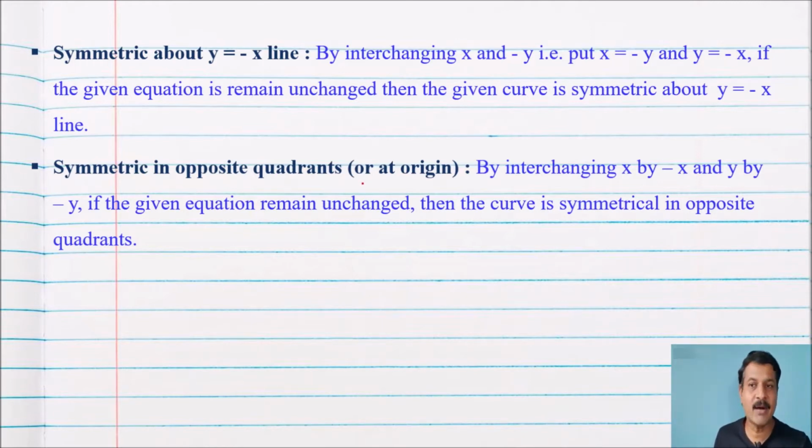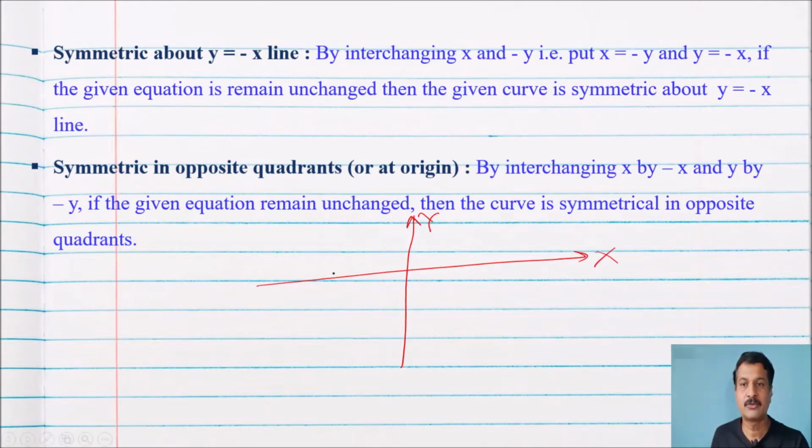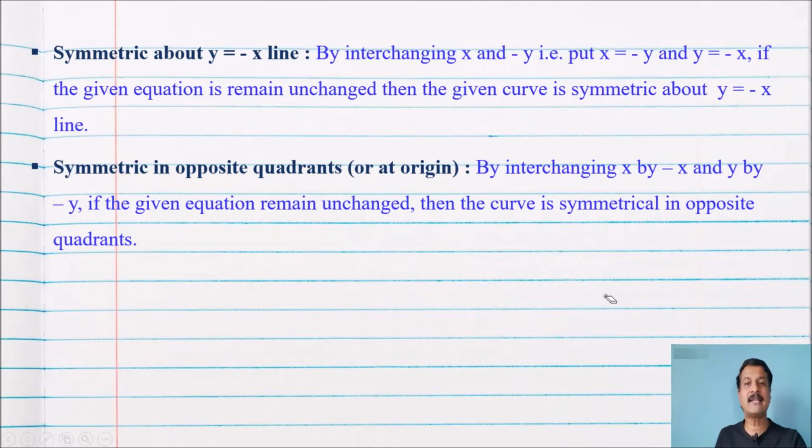Now the symmetry in opposite quadrant. You can see here the x axis and the y axis. By interchanging x by minus x and y by minus y, I am getting x and y interchanged with minus x and minus y. So I am getting the opposite quadrant. That is why, by replacing x by minus x and y by minus y, if the given equation remains unchanged, then the curve is symmetric in opposite quadrant.